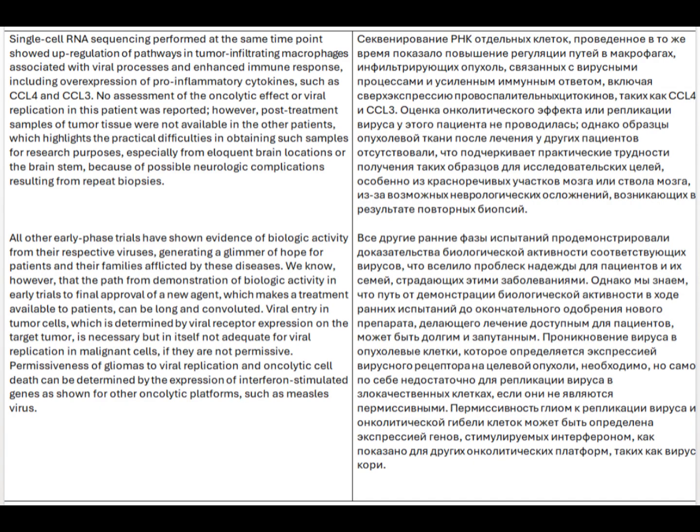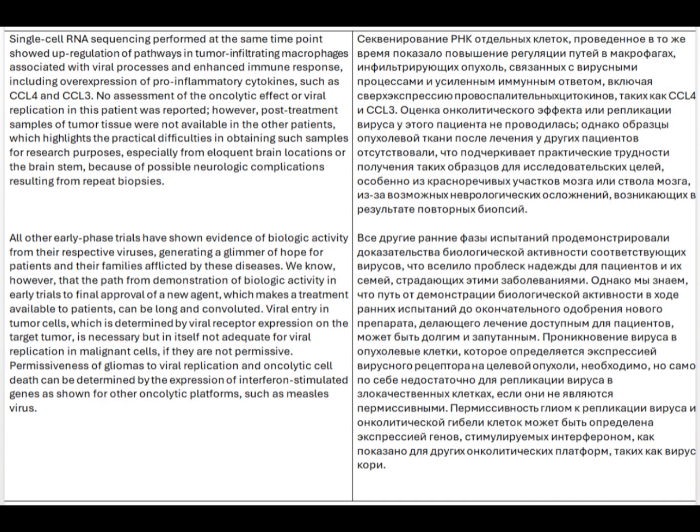However, post-treatment samples of tumor tissue were not available in the other patients, which highlights the practical difficulties in obtaining such samples for research purposes, especially from eloquent brain locations, or the brainstem, because of possible neurologic complications resulting from repeat biopsies. All other early-phase trials have shown evidence of biologic activity from their respective viruses, generating a glimmer of hope for patients and their families afflicted by these diseases.